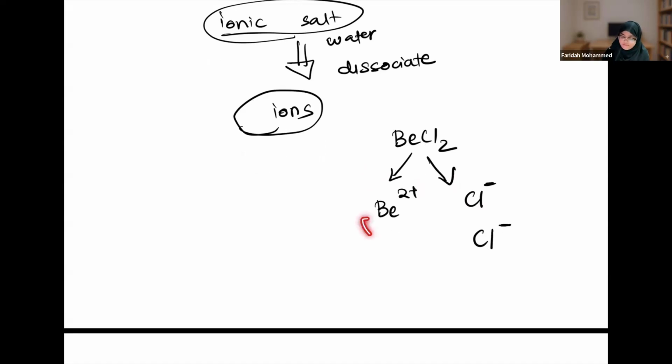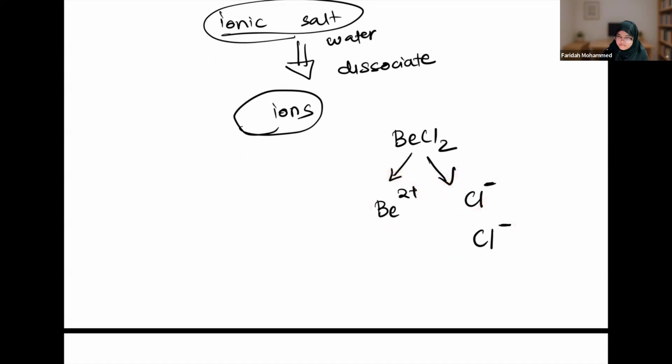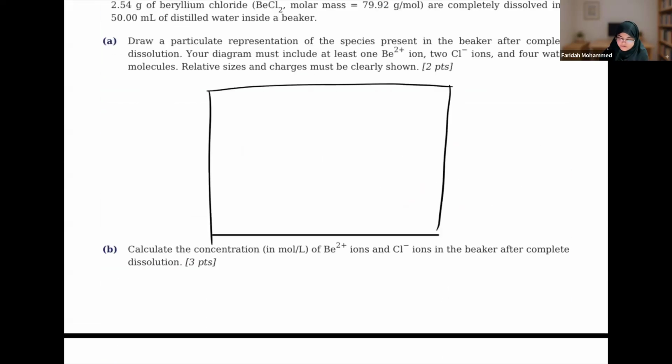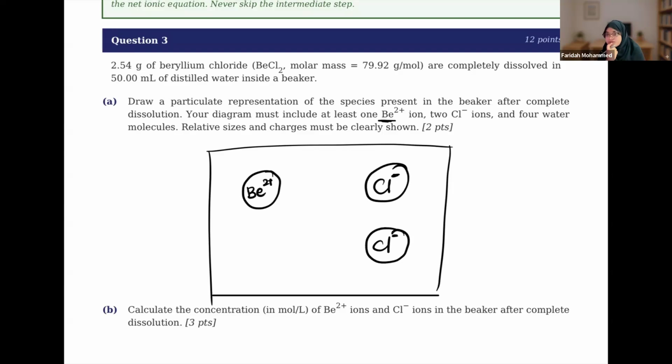Now, how do you guys draw this? You're going to draw 1 Be2 plus and 2 Cl. If I draw it like this, is this correct? I want someone to tell me what mistake I made.